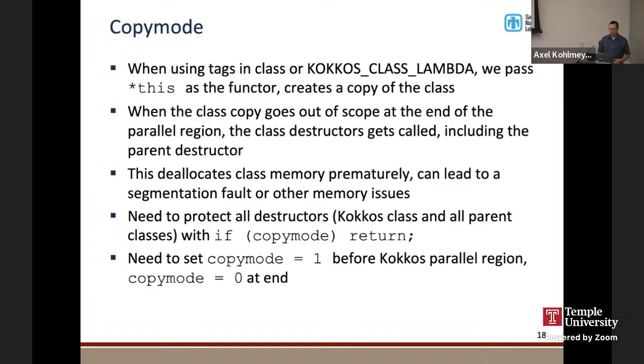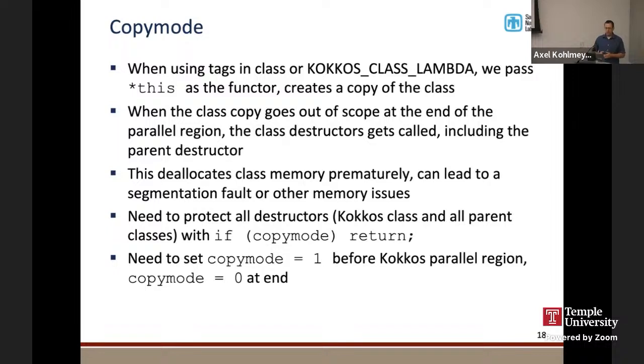Okay, if you've ever looked at LAMMPS Kokkos, you may have been confused by copy mode. This is a flag that we set when we're using tags in a class, or if you're using this Kokkos class lambda, which does the same thing. When we pass this class, star this, as the functor, it actually creates a copy of the class. Then after the parallel region, that copy of the class goes out of scope. When it goes out of scope, the class destructors get called. That includes the Kokkos class as well as the parent destructor.